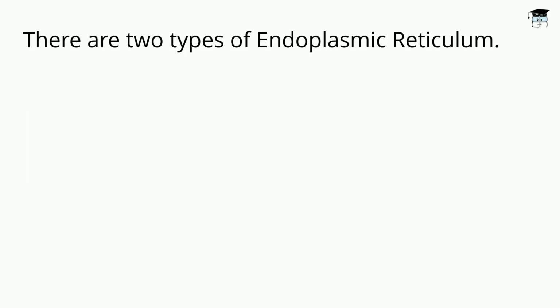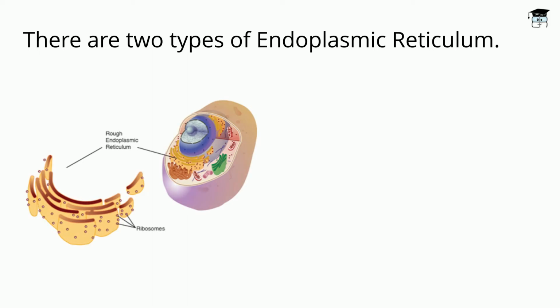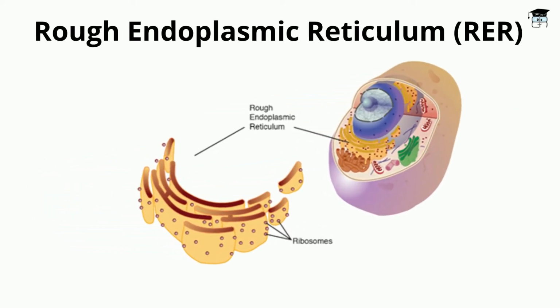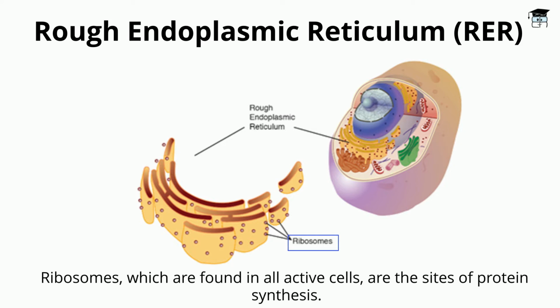There are two types of endoplasmic reticulum: rough endoplasmic reticulum, RER, and smooth endoplasmic reticulum, SER. Rough endoplasmic reticulum appears rough under a microscope because it has ribosomes adhering to its surface. Ribosomes, which are found in all active cells, are the sites of protein synthesis. Using the endoplasmic reticulum, the proteins are subsequently sent to various locations within the cell based on their needs.